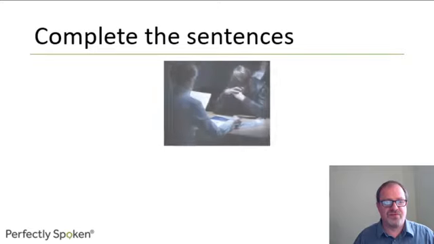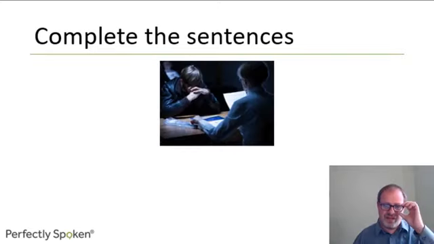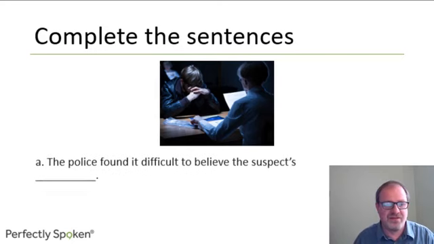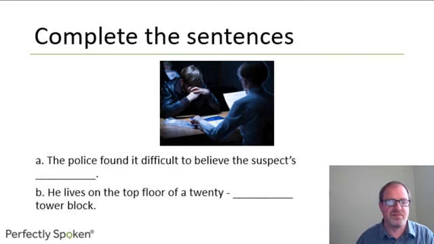So, two sentences here. You've got a man being interrogated by the police, asked all sorts of questions. Obviously, a crime has been committed. He's holding his head in his hand, trying to think. And here are the two sentences. A: The police found it difficult to believe the suspect's something. Suspect is the person the police believe has committed a crime. And B: he lives on the top floor of a 20-something tower block.